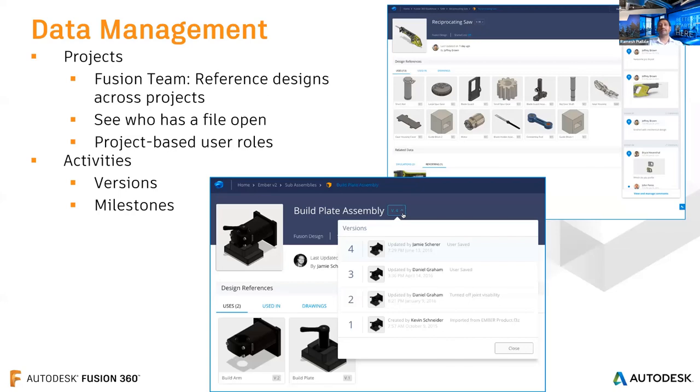In the picture also, you can see that. And you can also see who has a file open, who has opened the file, or we can also see under the project the different types of roles as well. Under data management, we have the activity feed, and we are able to manage the different versions and get the milestones.